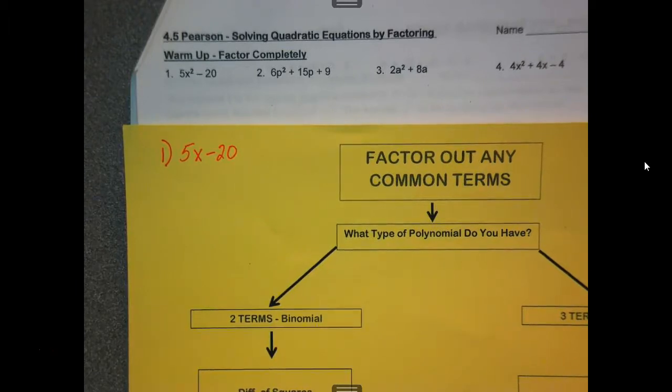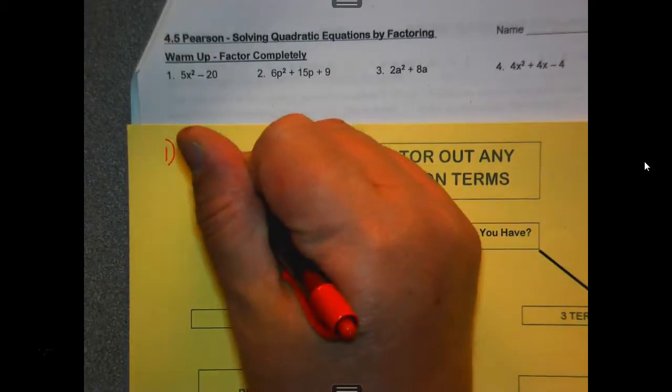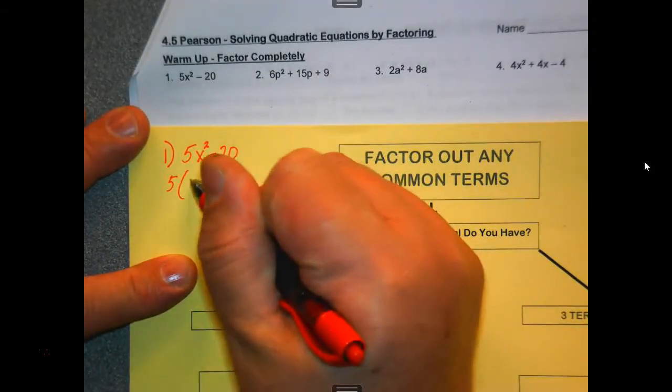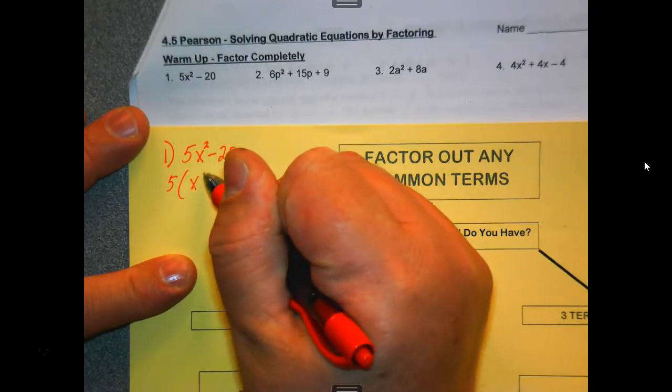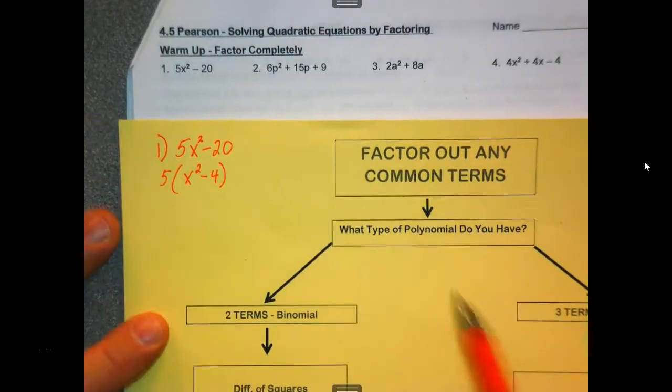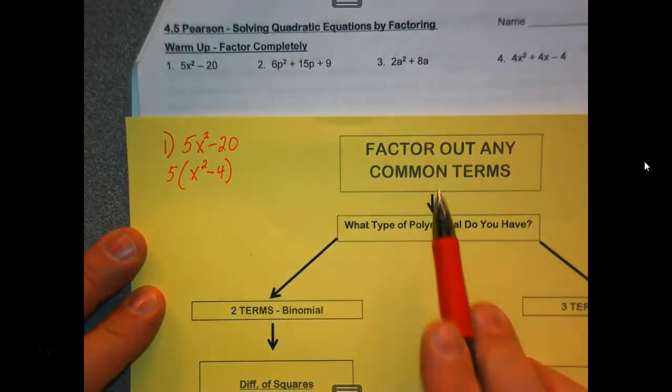Let me give you a hint. Yes, you can factor out the 5. Oops, this should be squared. Okay, good. So we factored out any common terms.